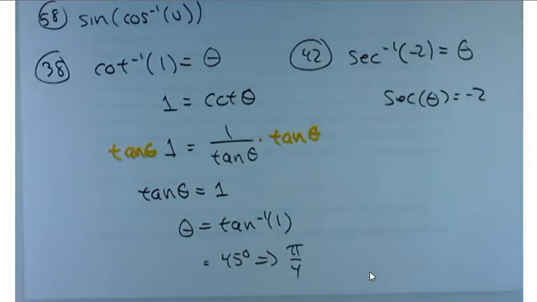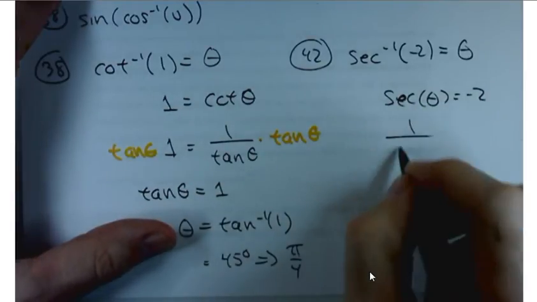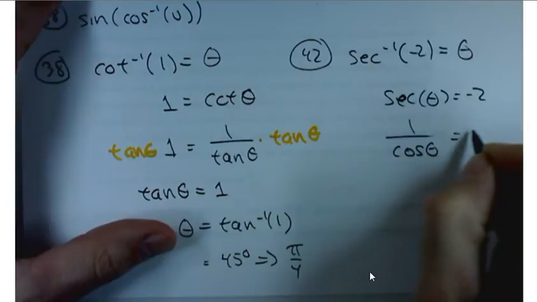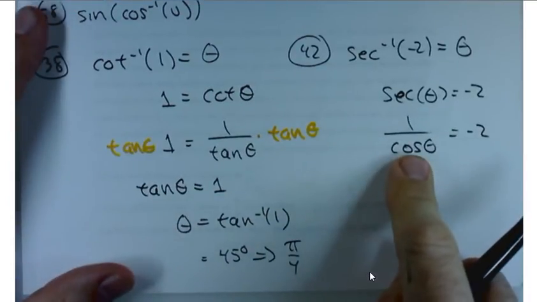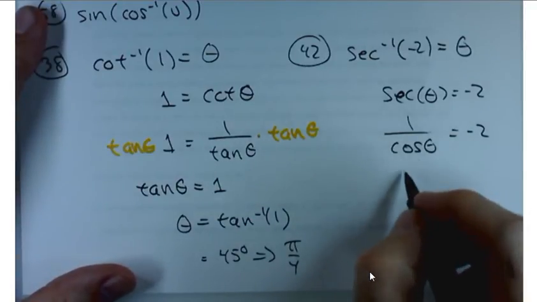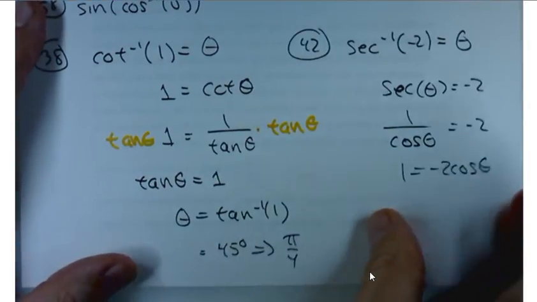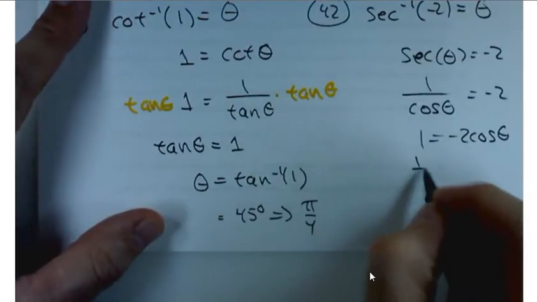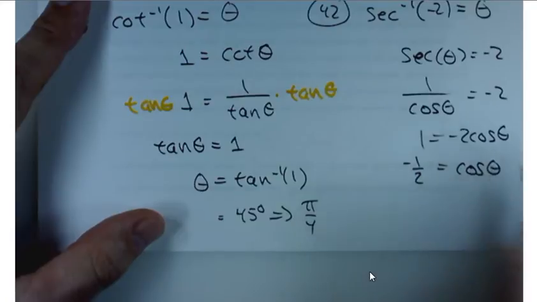Perfect. Secant of theta equals -2. Jamel, secant is what over? Perfect. 1 over cosine. So let me solve and get cosine by itself. I'll multiply both sides by cosine of theta. I get 1 equals -2 cosine of theta. Divide by -2, I get -1/2 equals cosine of theta.